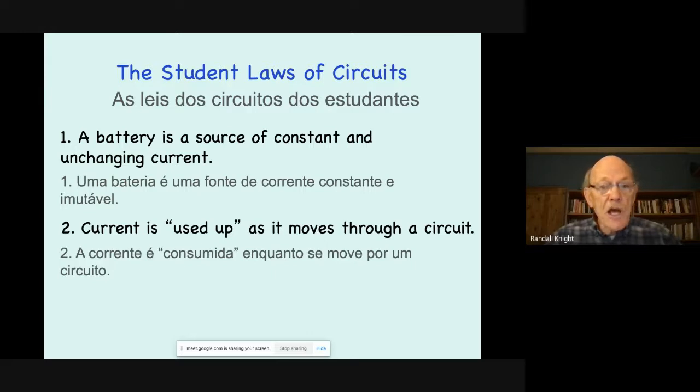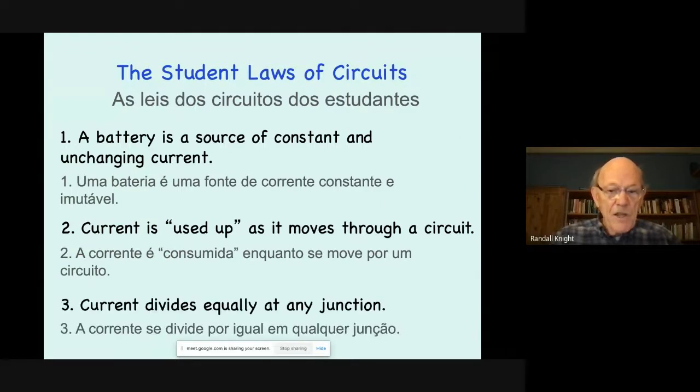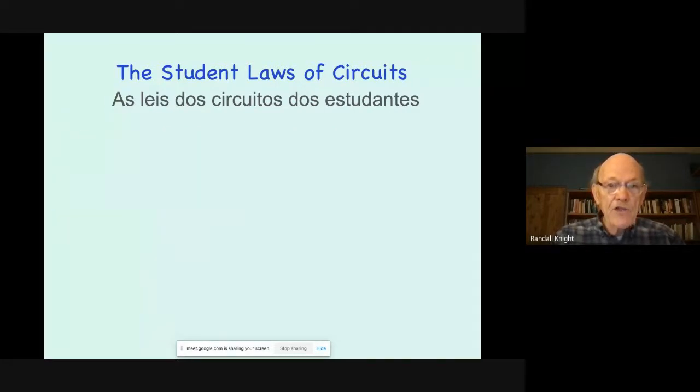Current gets used up as it moves through a circuit. So if you have several elements in series, the first element gets more current, the second one gets a little less, the third one a little less, and so on. This is an easier idea to change, but most students come in with this idea. And finally, if there's a junction anywhere in the circuit, the current divides equally. 50% goes each direction.